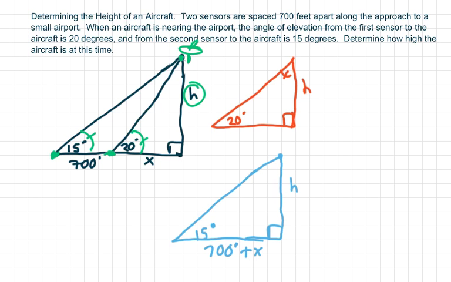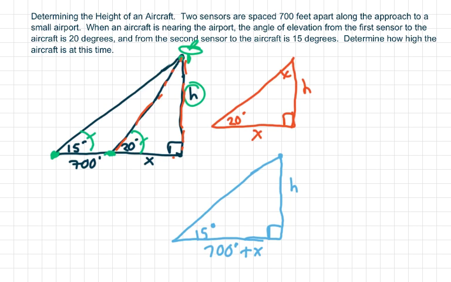Since we actually have two separate triangles, we're going to have two equations, set them equal to each other, find the x, and then solve for h like we did in the previous problem. I took the liberty of taking this triangle out and separating it out so you can see it better.